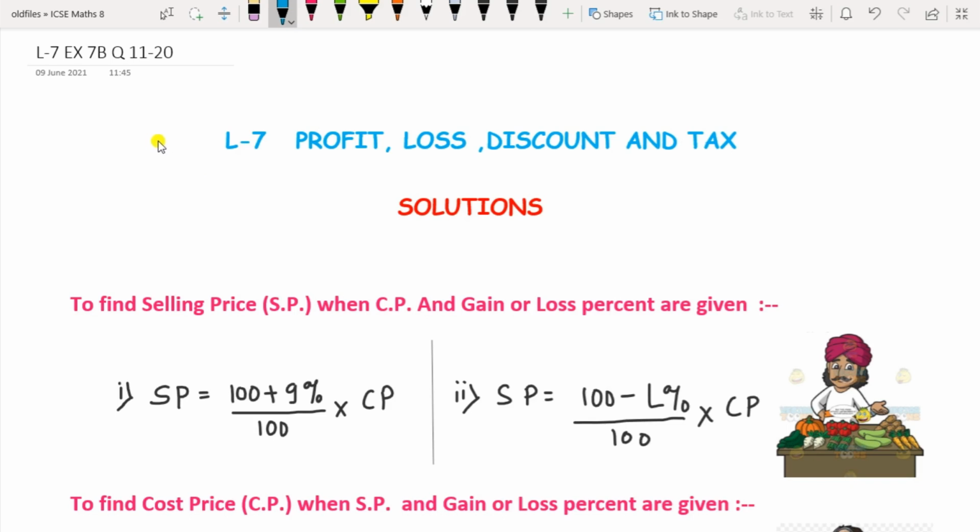In this video we are going to see the solutions of exercise 7b from question 11 to 20 of lesson 7, profit, loss, discount and tax. This is for ICSE and CBSE course from RS Agarwal for standard 8th. In the link above I have shared the video of exercise 7b from question 1 to 10.